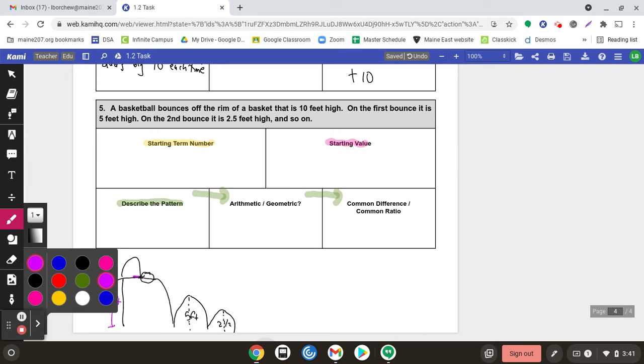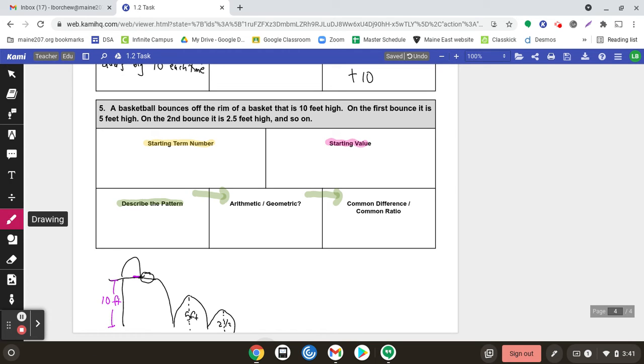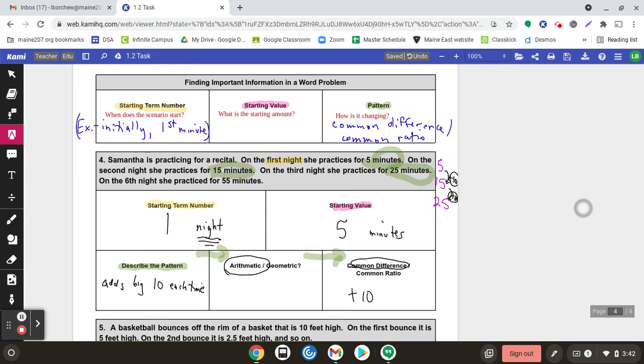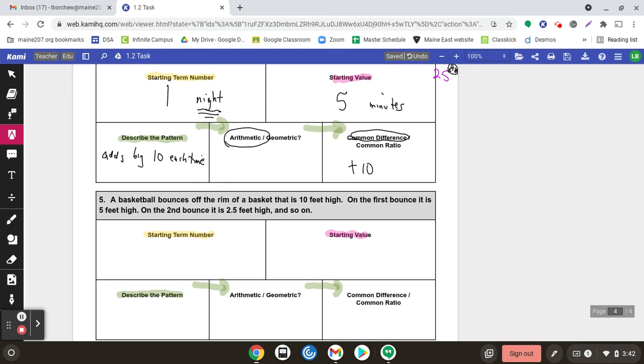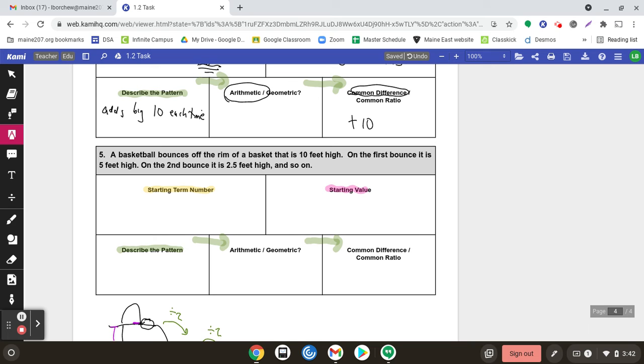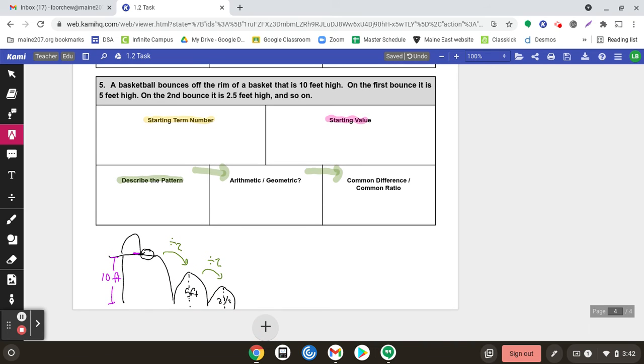I think I can already label from 10 to 5. Let me use green. I divide by 2. From 5 to 2.5, I divide by 2. So I'm already seeing the pattern looks like it's dividing by 2. But let's talk about all the information. So the starting term, do not forget from up above, answers the question, when does the scenario start? Well, it looks to me like it starts at the very top, right here. And we're talking about bounces.